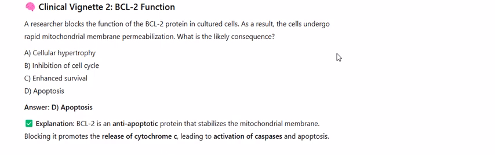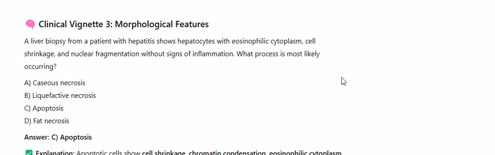A liver biopsy from a patient with hepatitis shows hepatocytes with eosinophilic cytoplasm, cell shrinkage, and nuclear fragmentation without signs of inflammation. What process is most likely occurring? A. Caseous necrosis. B. Liquefactive necrosis. C. Apoptosis. D. Fat necrosis.